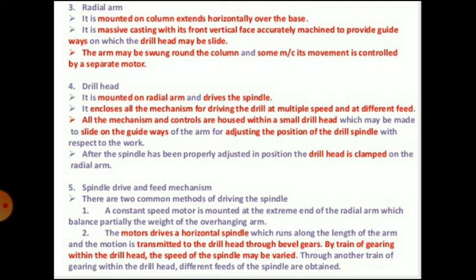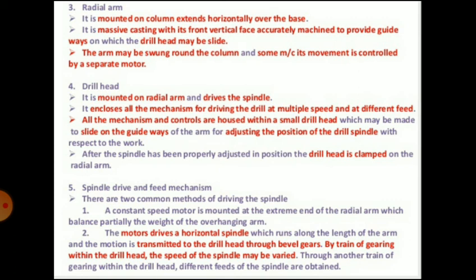Then the adjustments of the radial arm: you can move the radial arm in a vertical upward and downward direction on the column. Also you can swing it around the column. Then the drill head is mounted on the radial arm, and it can slide or move horizontally along the guideways that are provided on the radial arm. And with the help of the driving mechanism, you can obtain different speeds of the spindle.